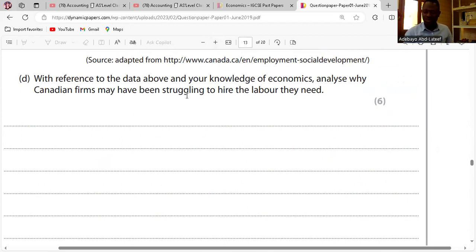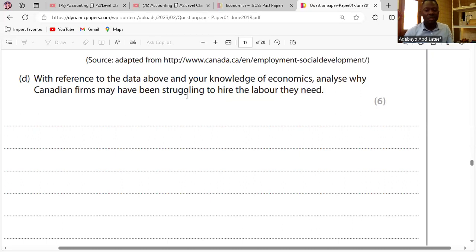Now, firms in Canada may have been struggling to hire the labor they need based on the following reasons. One, the demand for specialists, because here we're talking about computer engineers and web designers. These are special skills. Yes or no? So the demand for specialist skills such as computer engineering and web designing might be increasing more rapidly than the supply, which makes it difficult for firms to hire. That's the first point. The second point I make is that the proportion of the population in Canada taking courses and knowledge on computer engineering and web designing might be low. So the number of people studying or having training in these courses is less, which means the supply will be less.